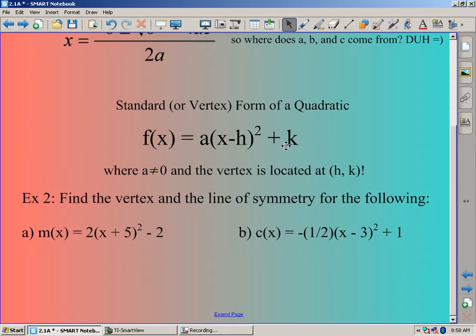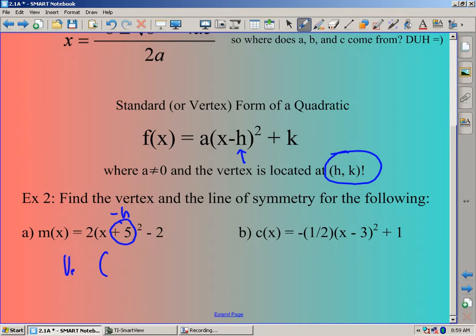But luckily for us, in our two examples, to find our vertex and our line of symmetry, we already have them in vertex form, so this will make things much easier. For vertex form, remember the vertex is h and k. Well, h is on the inside, and it says negative h. Here I have a positive 5, so I needed to change the sign, which means that originally I put in a negative 5.